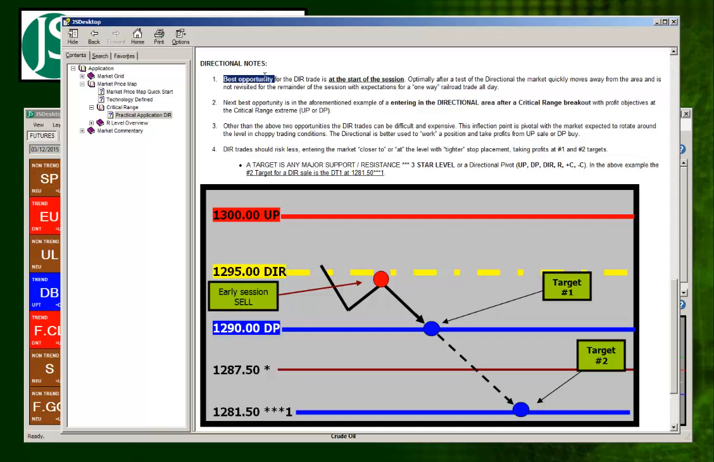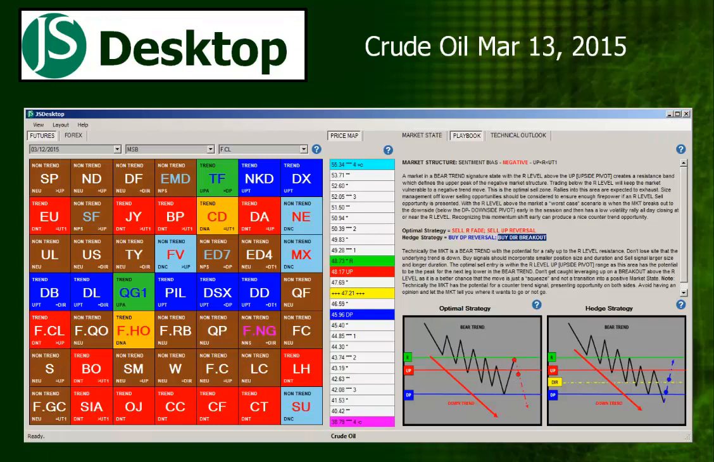So some of the best opportunities for a DIR trade are at the start, where we get a signal right off the get-go early in the session, and the market, especially in trend modes like we are in today, a bear trend, maintains that structure throughout the session. And when we're getting a signal at the directional, we're looking for targets at the DP and at the initial downside target number 1. So let's take a look at the session.